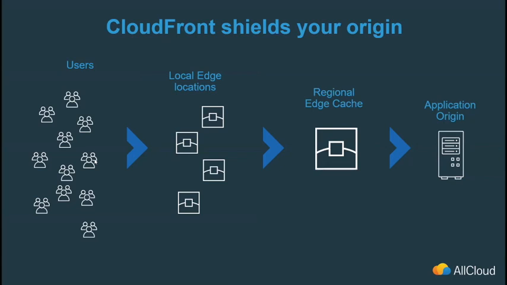The user's requests will begin with resolving to a local CloudFront edge location based on lower latency. Content that is found within the cache will be immediately served back to the user, while any cache misses will first be checked against the mid-tier caching layer, the regional edge cache, before making the request to the origin.